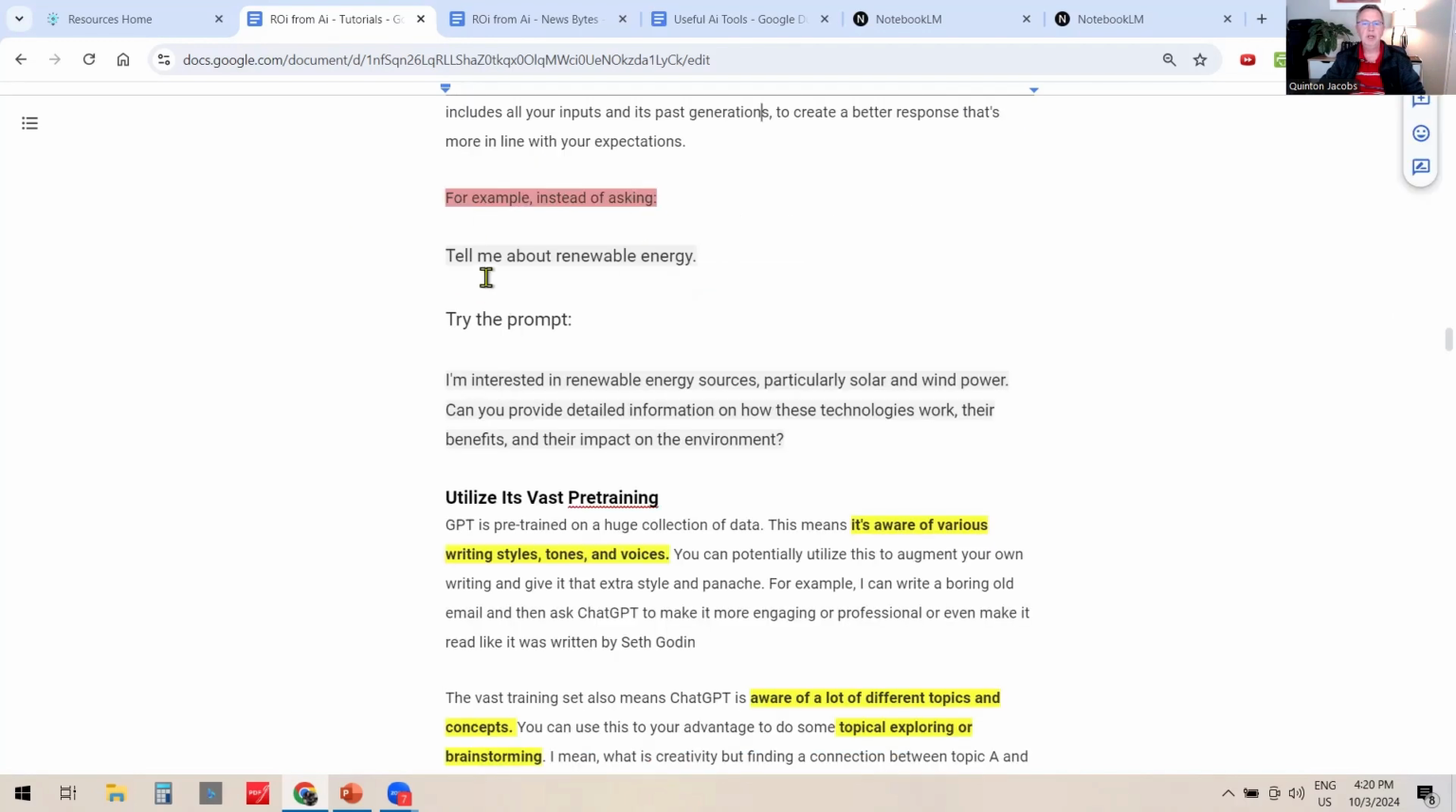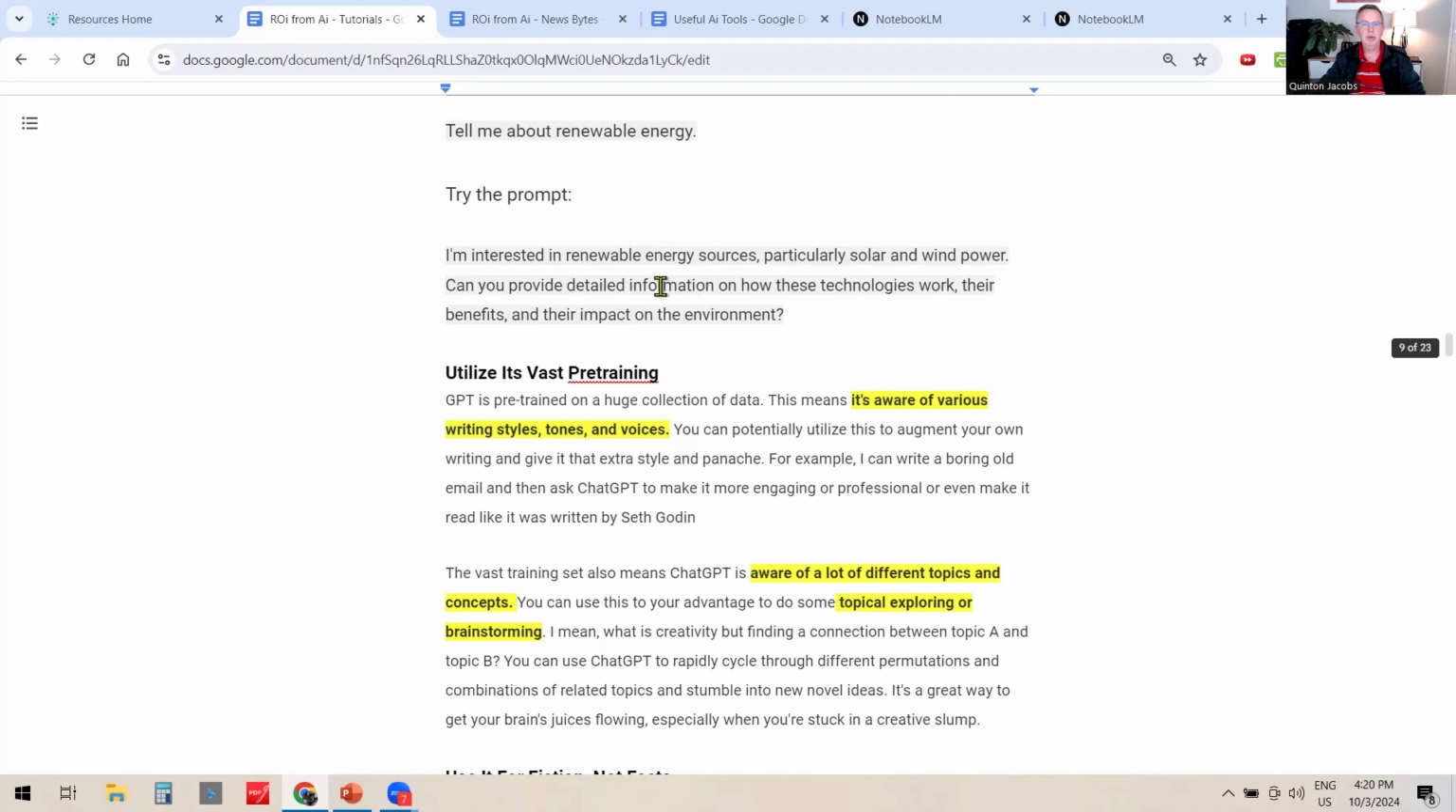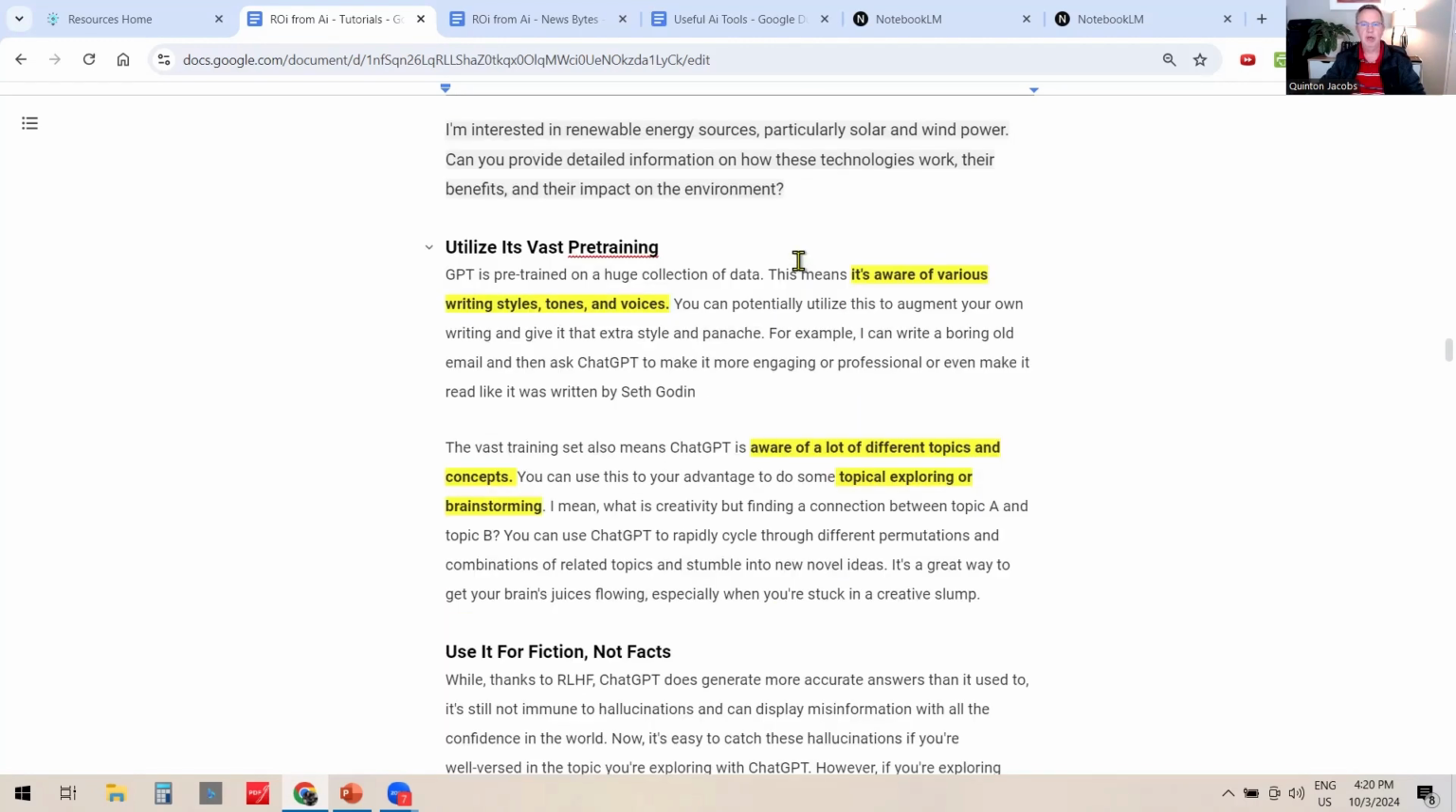So for instance, here, if you say, tell me about renewable energy, rather say, I'm interested in renewable energy sources, particularly solar, wind. Can you provide detailed information on how it works and the benefits? So that would be a much better prompt to ask ChatGPT or any of the large chatbots.